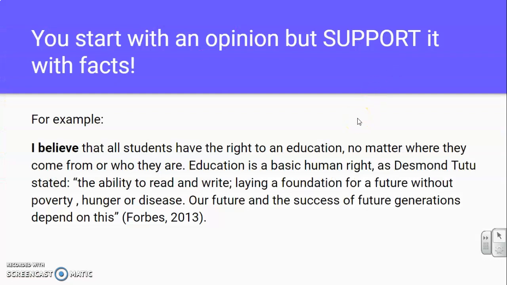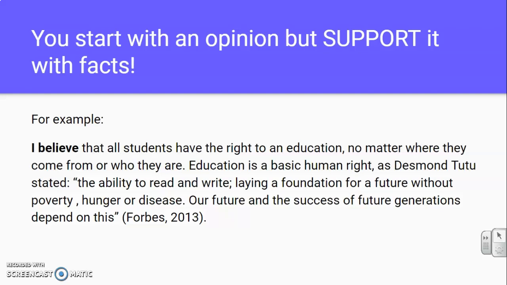So first of all, you start with your opinion. So this I believe, or I believe, I think, those are opinion statements. But then you have to back it up. You have to support it with facts. So let's look at this example that I created for you guys. So this is not a full persuasive paragraph. This is just an idea of a persuasive statement and then some evidence.